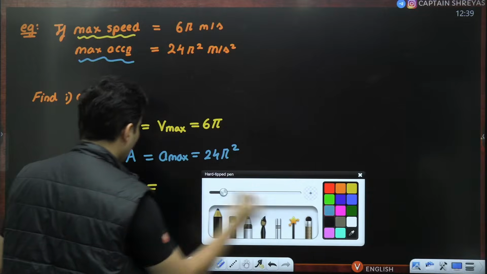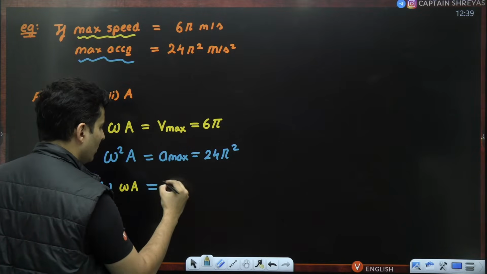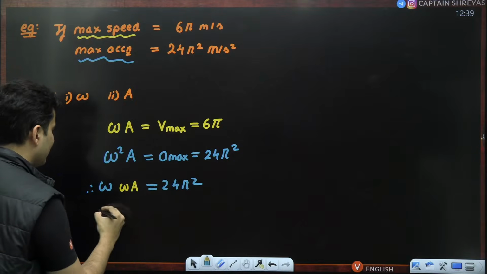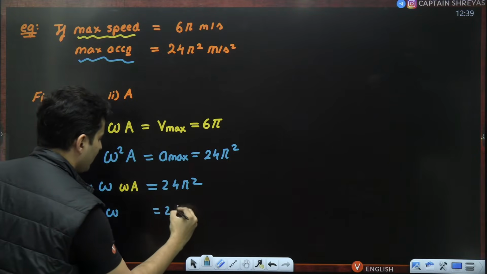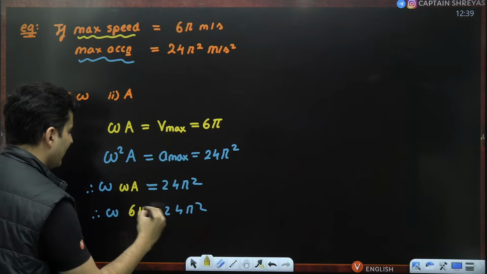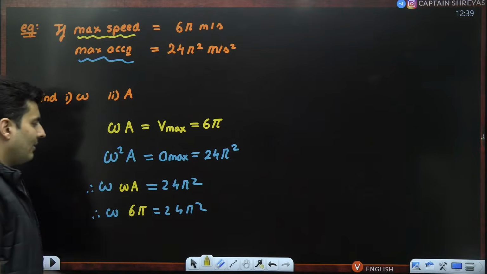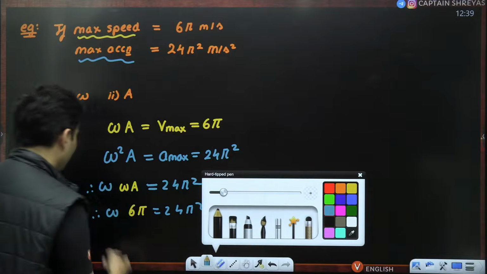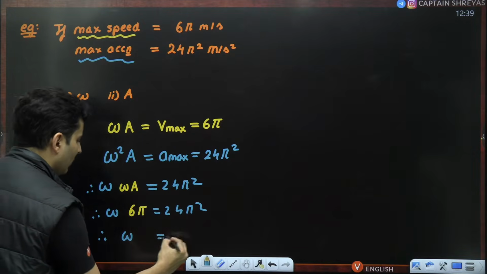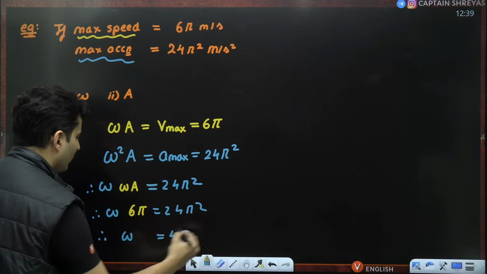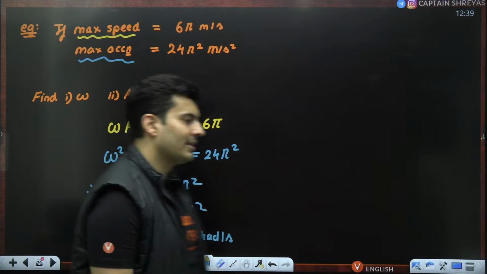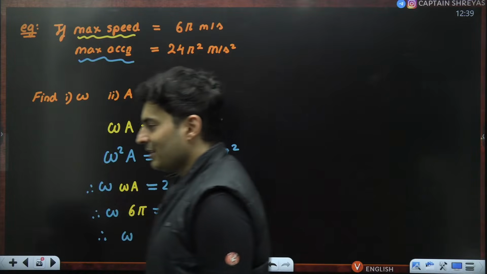This is equal to 24 pi square. What is this omega A? Omega A is basically maximum speed, which is nothing but 6 pi. Oh, perfect. So now I think we can get the answer of omega from this. Therefore, omega 6 goes with 24, 4 times, pi and pi cancel, so 4 pi. So omega is 4 pi radians per second. We got the answer.